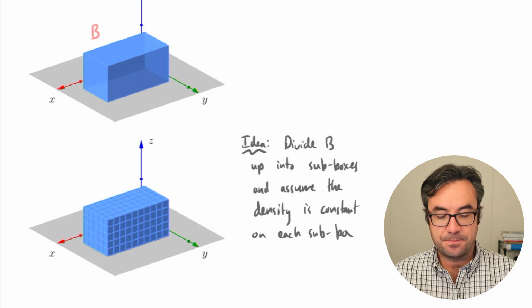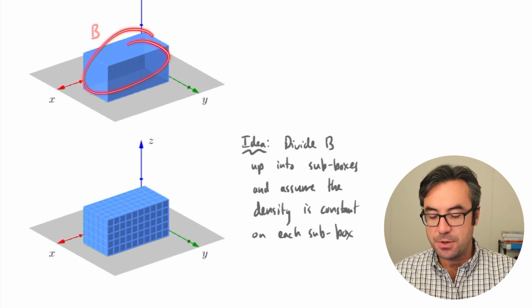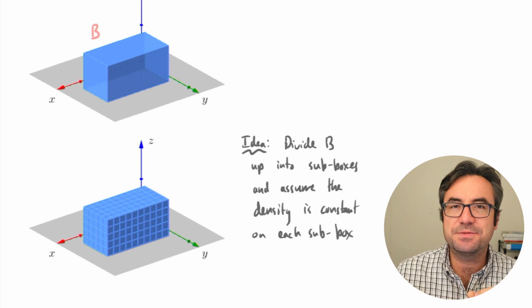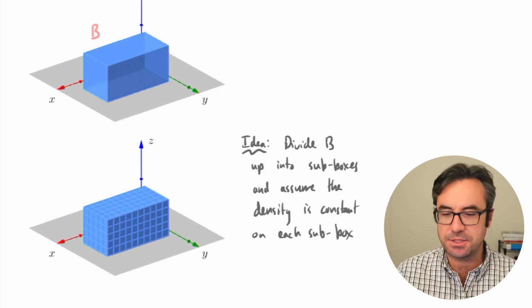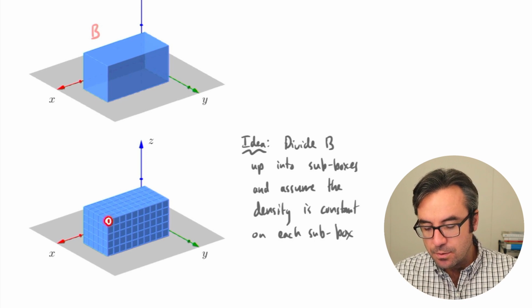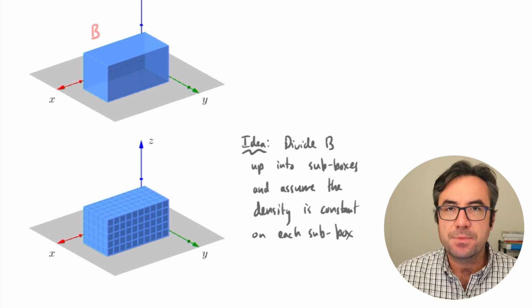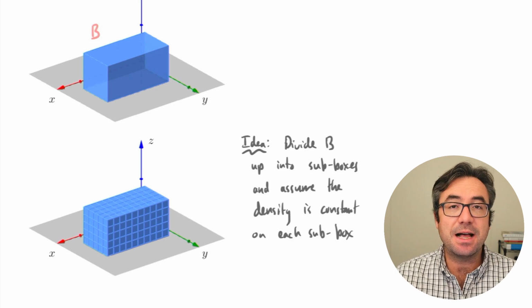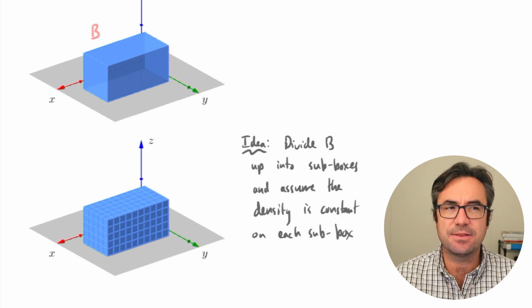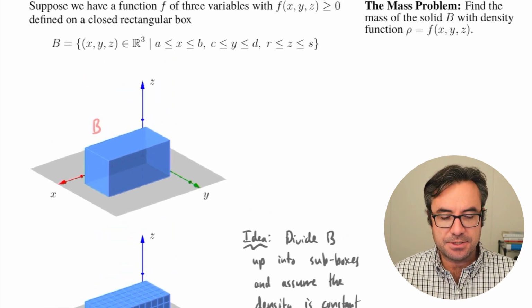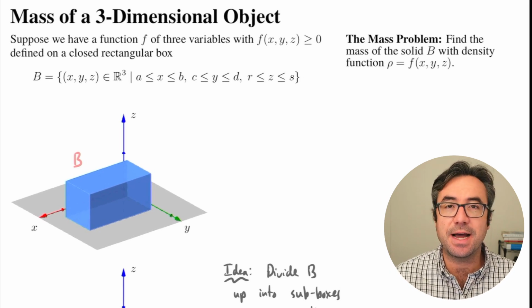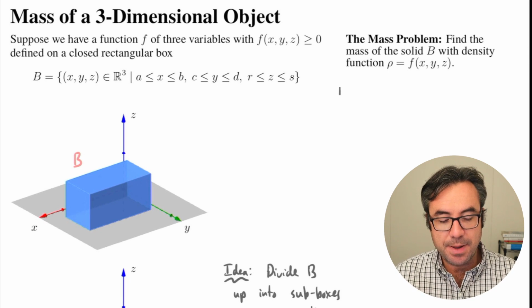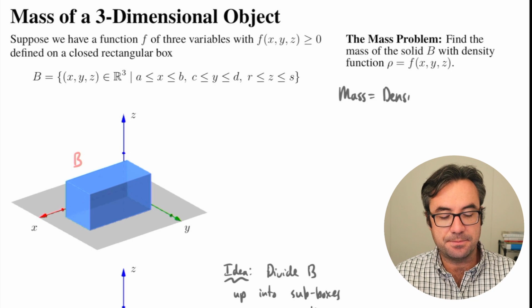So if we have our solid, we slice it up into a whole bunch of tiny, tiny little pieces. They're going to be really small. And so we can assume then that the density is constant on each of those tiny little pieces. And how we actually calculate mass, if we have a constant density, is mass is density times volume.